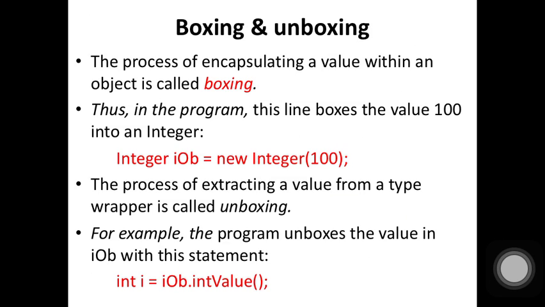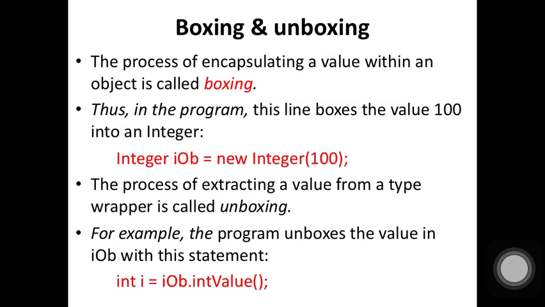So next one is boxing and unboxing. It's a simple definition. The process of encapsulating a value within an object is called boxing. Boxing, in the sense that you are making a numerical value into an object. Take a simple example: Integer iob equal to new Integer, passing the numeric value 100. Now the numeric value 100 is going to act in the form of the iob object.